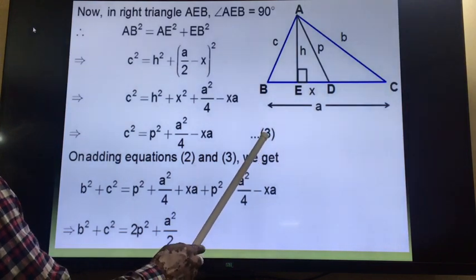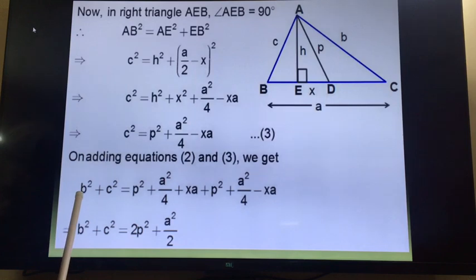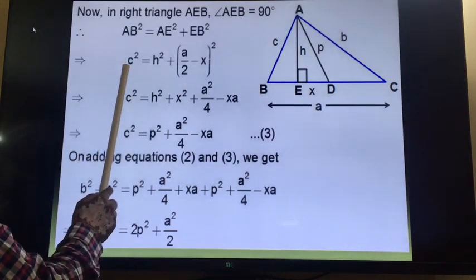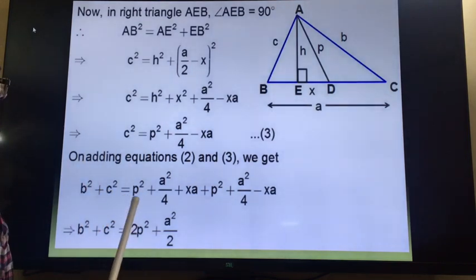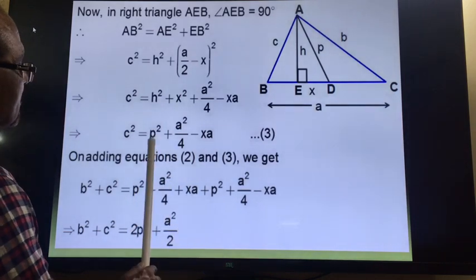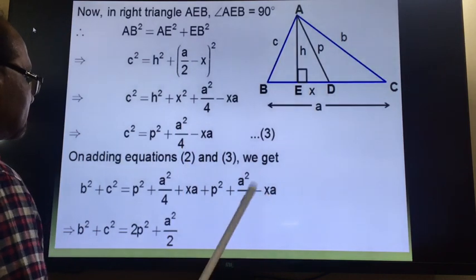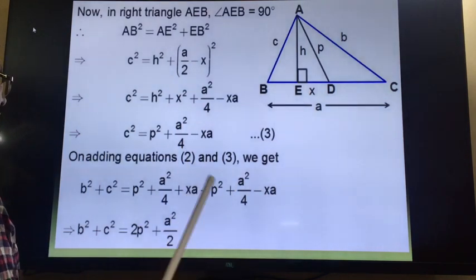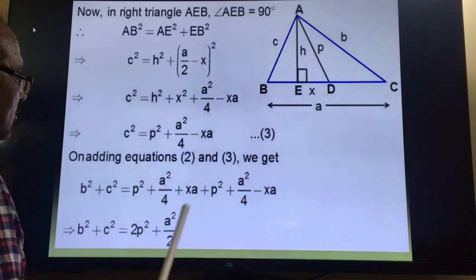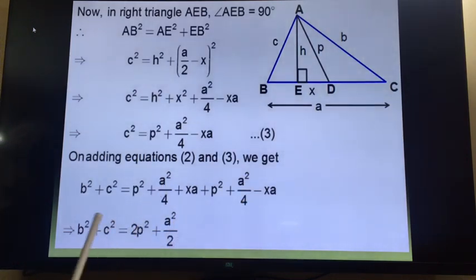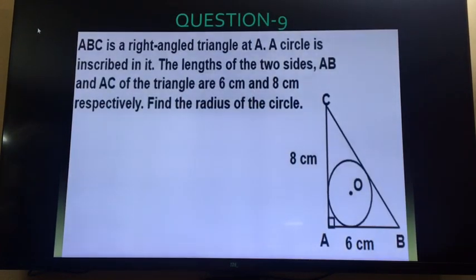Now from equation number 3 and equation number 2 we will add both the equations. We will get left side C square and, from the previous equation, B square. So we will get B square plus C square is equal to the right side: P square plus A square by 4 plus xa, plus P square plus A square by 4 minus xa. By doing this xa cancels, and P square plus P square comes 2 times, so 2P square, and A square by 4 plus A square by 4 will become A square by 2. So in this way B square plus C square is equal to 2P square plus A square by 2. So we are able to prove it like this.